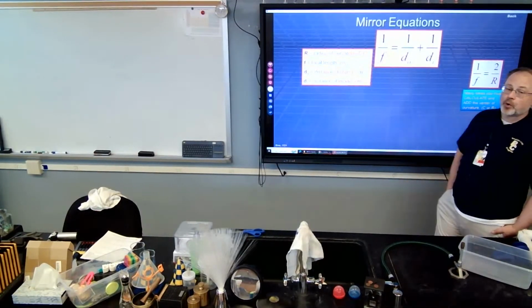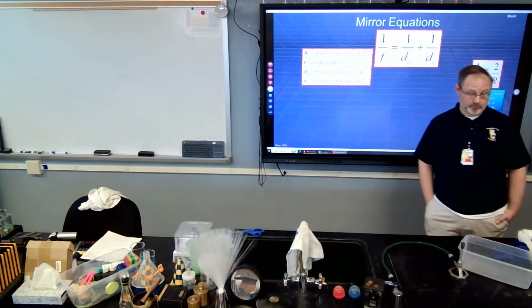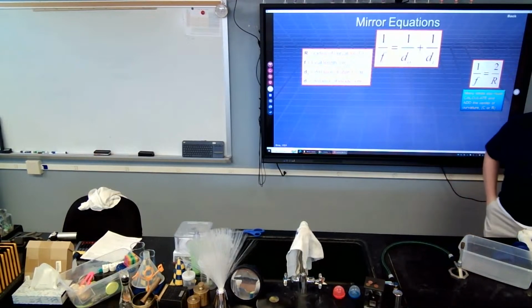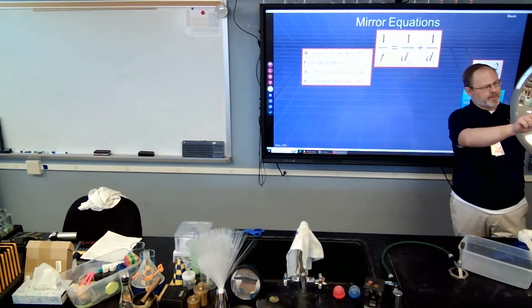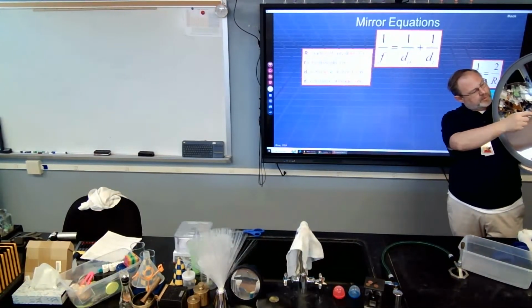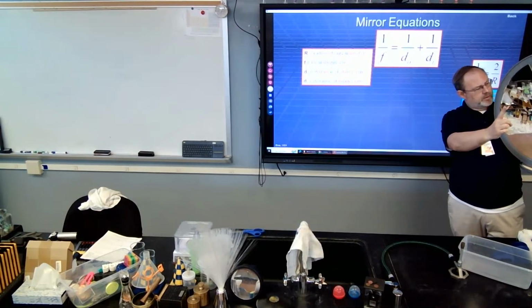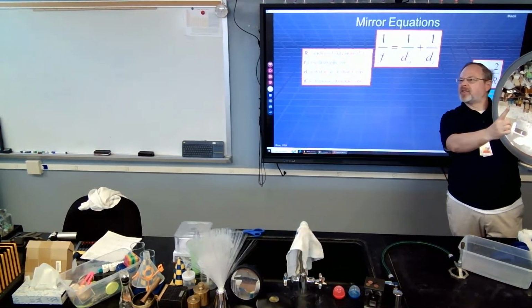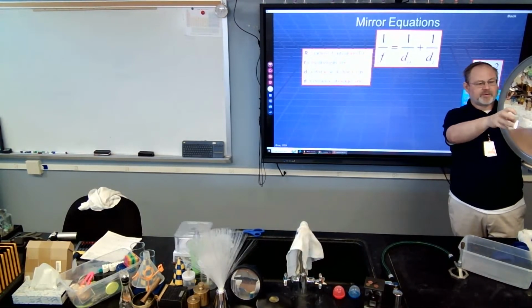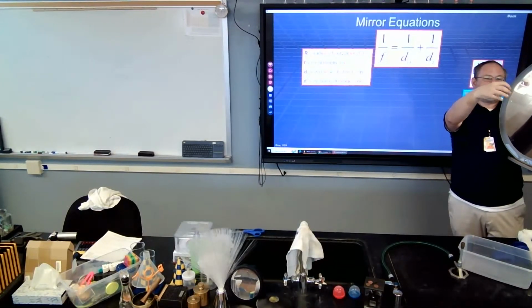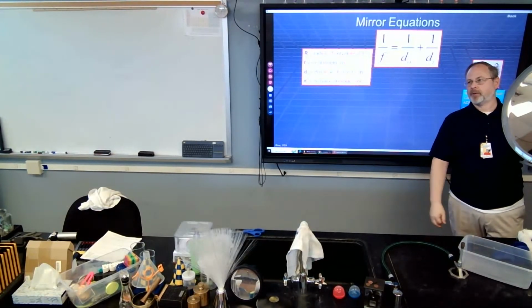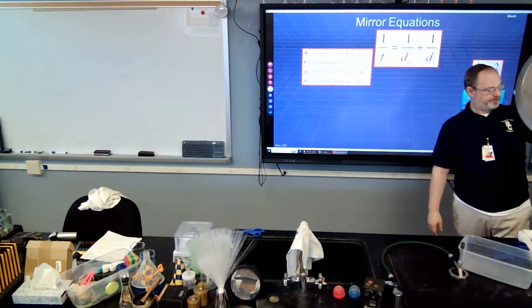F is the focal length of the device. In this case, if I remember correctly, the focal length is right about here. So from the plane of the mirror to here, that would probably be about 35 centimeters. So if you go outside and put a piece of paper here, it'll catch fire.